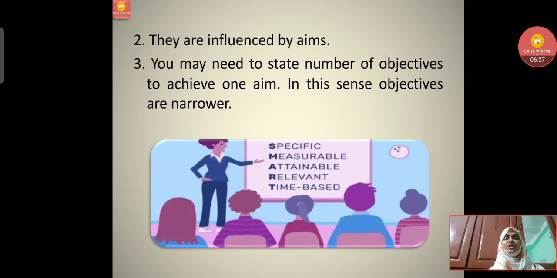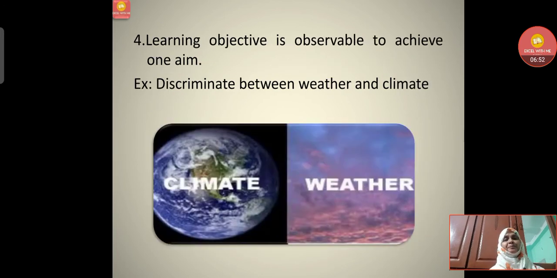They are influenced by aims. These objectives are influenced by aims. You may need to state a number of objectives to achieve one aim. In this sense, objectives are narrower. That means to achieve one aim, we have to write a number of objectives. That should be specific, measurable, attainable, relevant and time based.